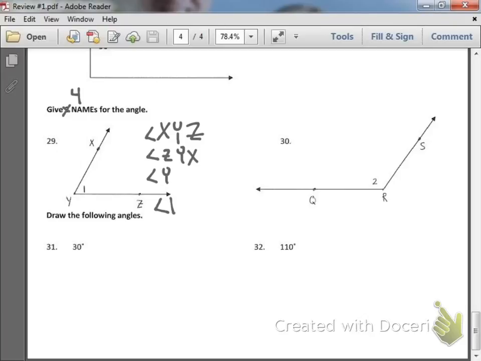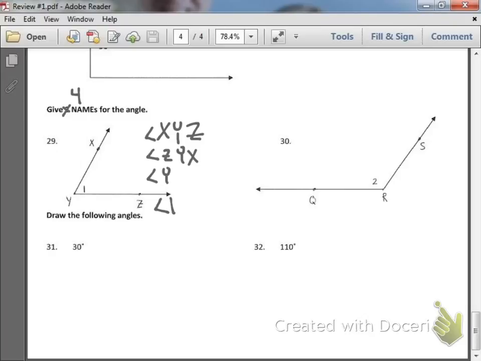Angle 1, very good. So if you use 3 letters, you start at one of the rays, you go down to the vertex, always the middle, and then whatever points at the other ray, or you can go in reverse: point, vertex, point. Or if there's only one angle at that vertex, you can just use the letter of the vertex, or you can use the number inside the angle. Questions?